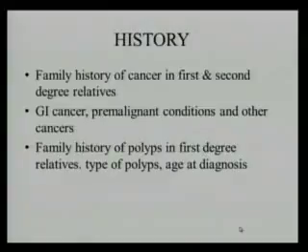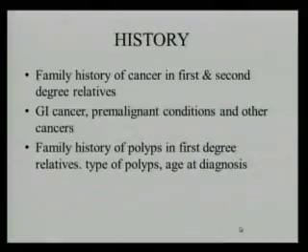Does the patient have a family history of cancer in first or second degree relatives? Any GI cancer or pre-malignant condition may be related to GI or other cancer. Any family history of polyps in a first degree relative, type of polyps, and age of diagnosis. If you ask these questions quickly, it can give you an idea: do I need to spend much time asking for more information, or I don't think that the patient has any syndrome that I need to focus on more.